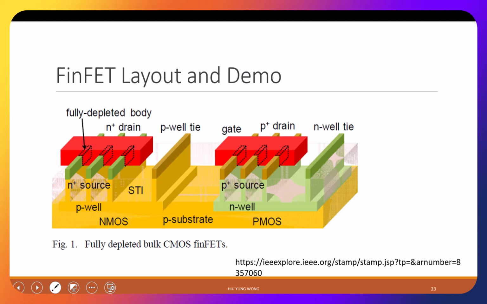Okay, if no, looks like I don't have time to do the layout demo.